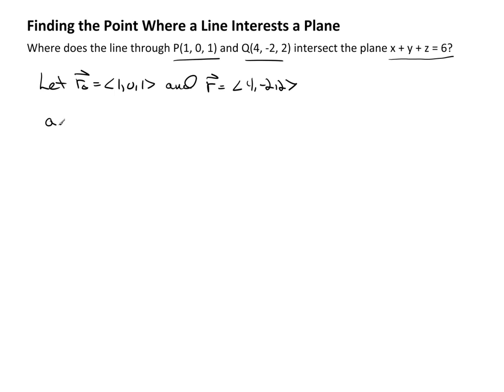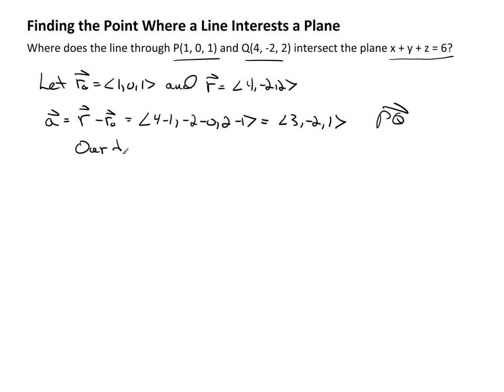And I'm going to let A equal R minus R naught, which is simply going to be 4 minus 1, negative 2 minus 0, 2 minus 1, which is 3, negative 2, 1. And so A actually has representation PQ. So vector A is going to be our direction vector.